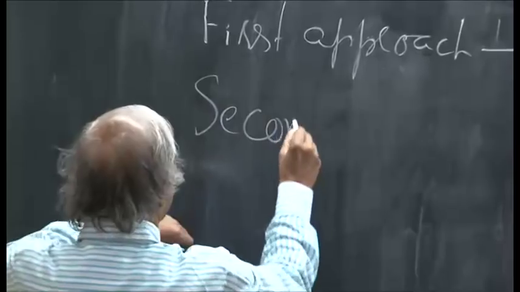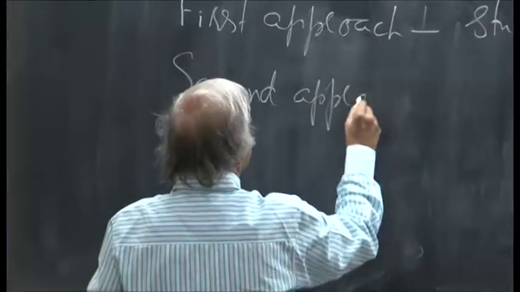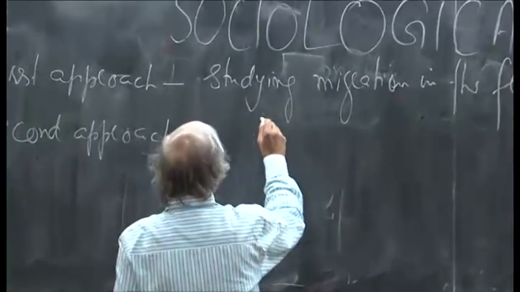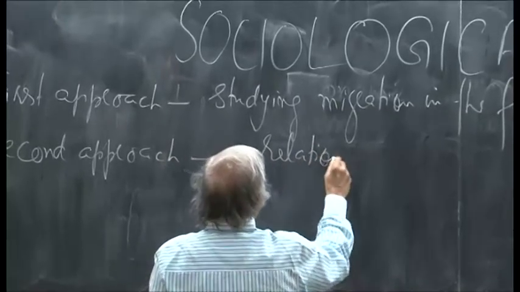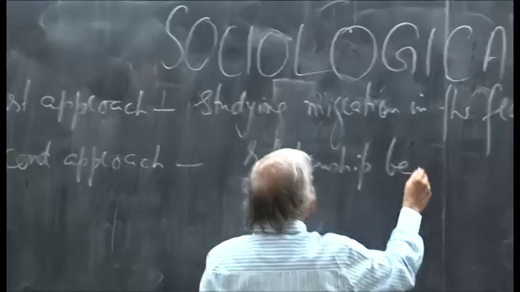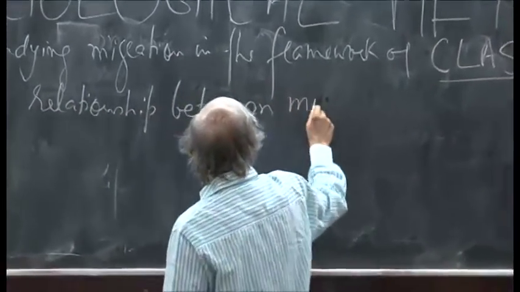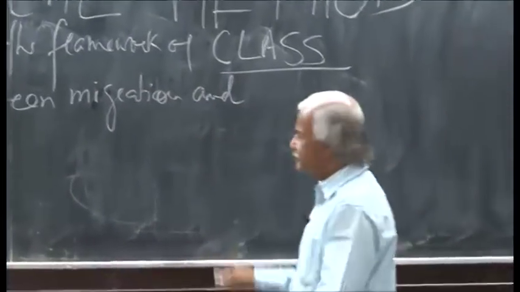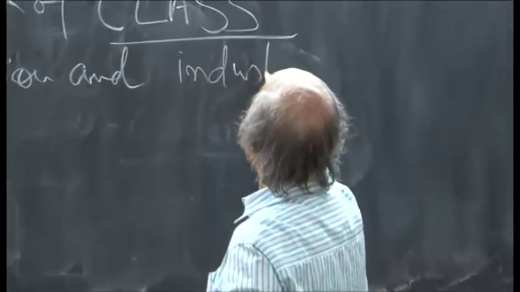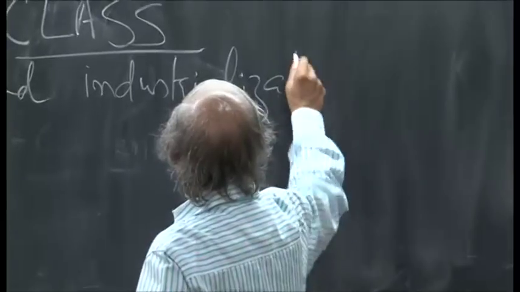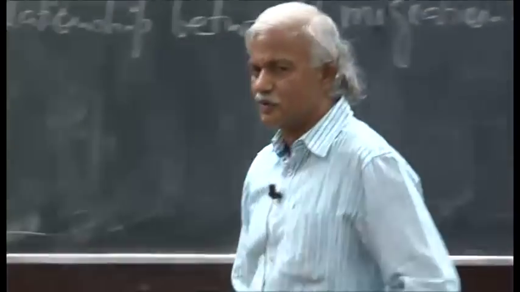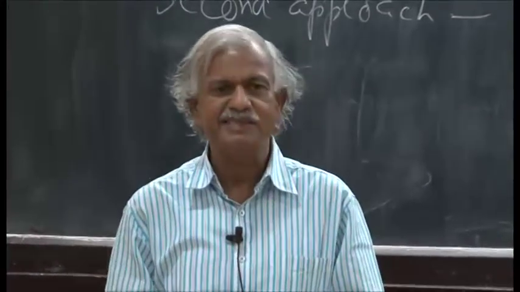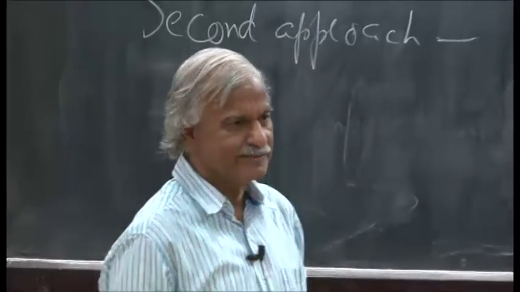Second approach. You say that there is a relationship between migration and industrialization. Here you are not referring to classes, you are referring to a process by which the proportion of those engaged in industrial activities is increasing, industrialization.